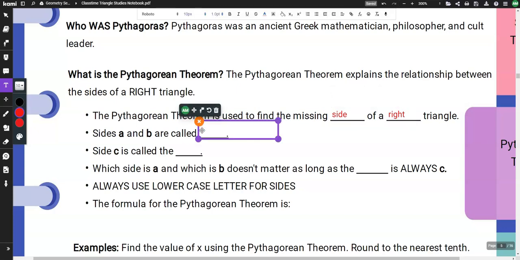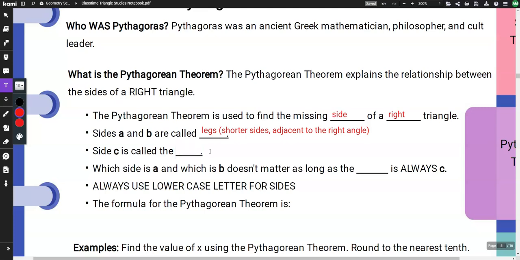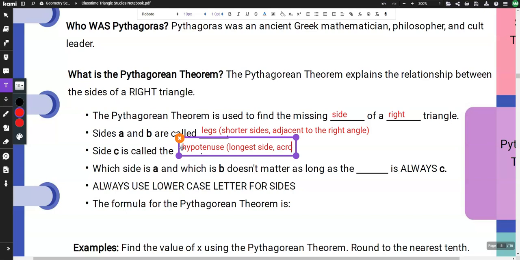The sides A and B are called the legs. These are the shorter sides, and they are adjacent to the right angle. Side C is going to be the hypotenuse. Hypotenuse is a long word. It is the longest side. It is across from the right angle.